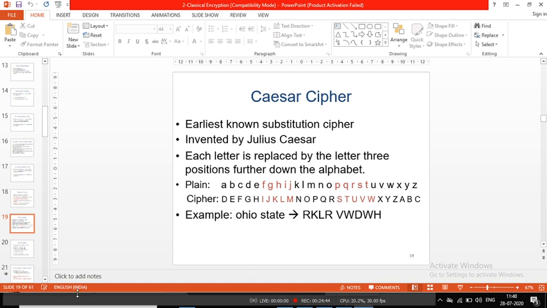Finished? Yes, sir. And number it. A is 0, B is 1. So Z will be 25, correct? Number your letters. A is 0, B 1, C 2, D, E till Z.